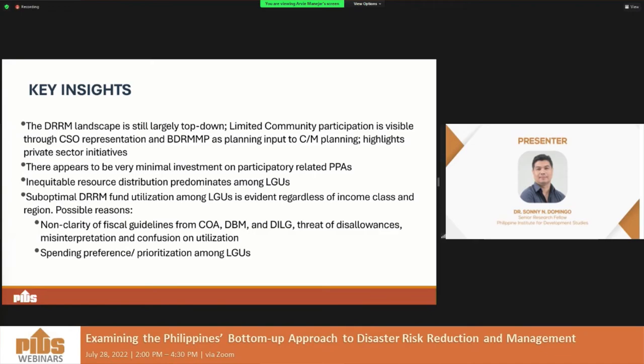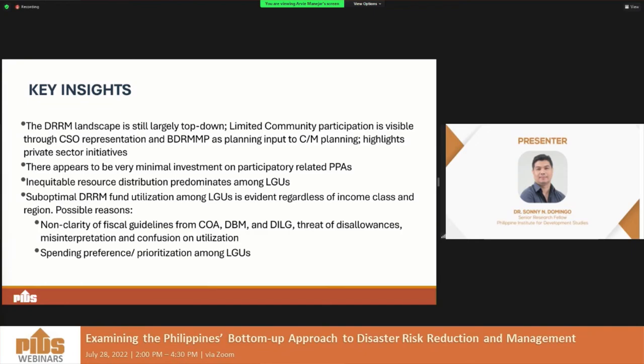We tried to scour the GAA every year for the past 10 years, and it's quite difficult to actually see very specific allocations for participatory related initiatives, PPA wise. There is inequitable resource distribution among LGUs, as mentioned earlier. You have 5% of their revenues as source for DRRM funding, then it's intuitive that you see inequalities, no, in terms of the presence of resources for each LGU, as also differentiated by their different classes.